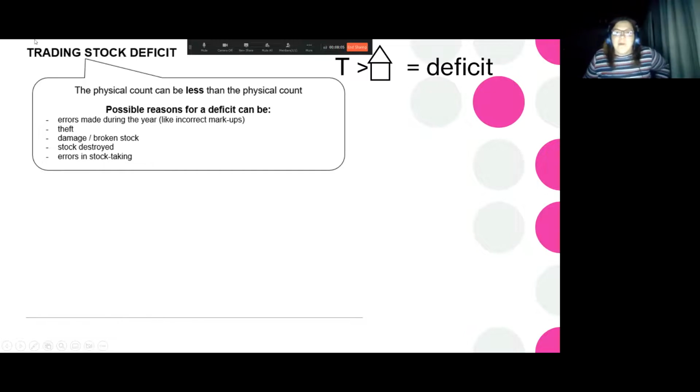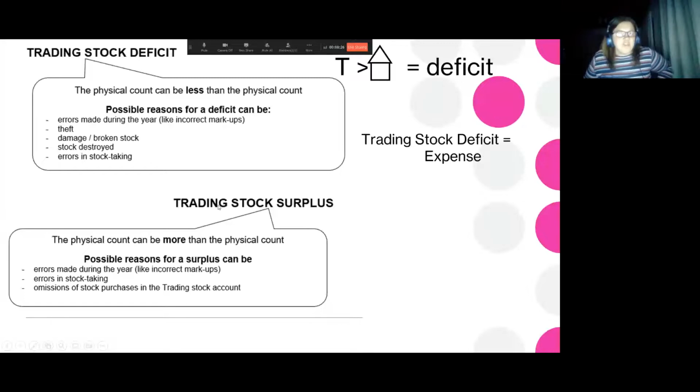So if our books, the trial balance figure, is bigger than the physical count, the stock that is physically in my warehouse, we have a deficit. The trading stock deficit is an expense. We could also have a trading stock surplus. So either you will have a trading stock deficit or a trading stock surplus.